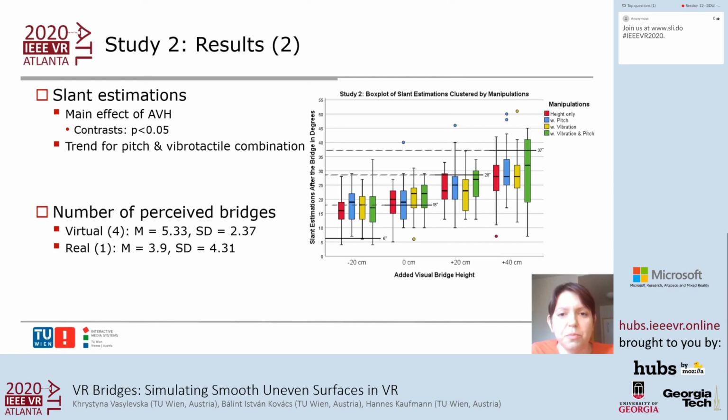Our participants reported that they had experienced, on average, 5 virtual bridges, while we had only 4. It's 2 less than in study 1, but still more than we really had. For the real bridges, they reported an average of 4 bridges, which is more than in study 1, and suggests that this time we succeeded in creating a more plausible illusion and masking the properties of the real prop itself.